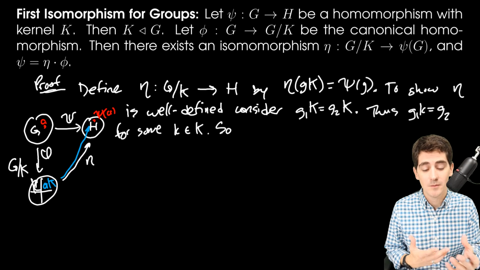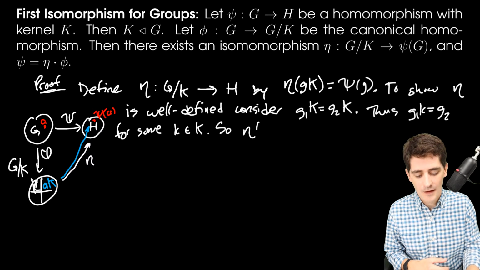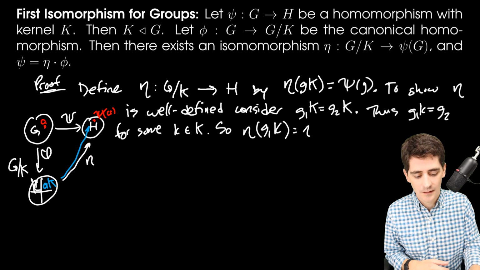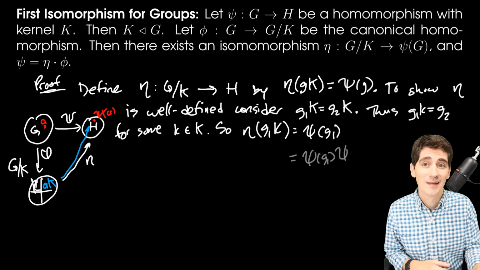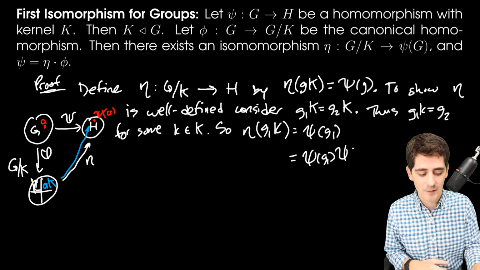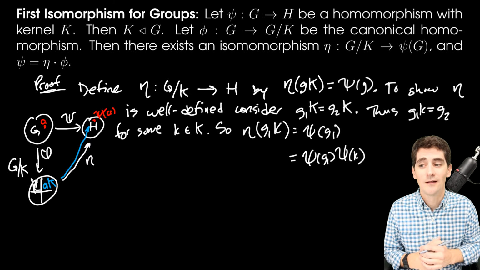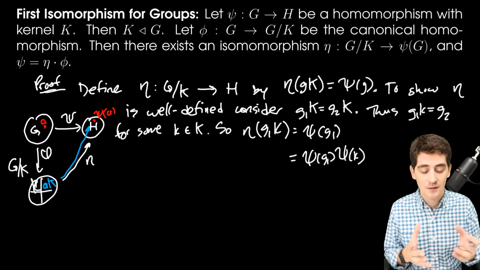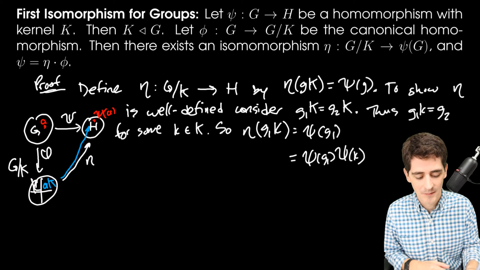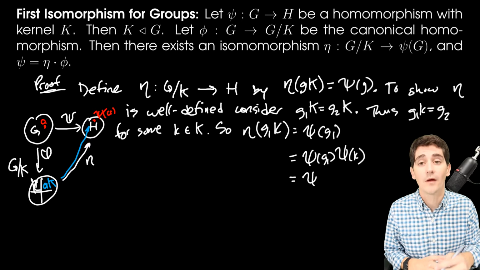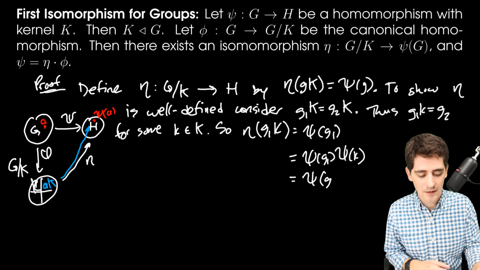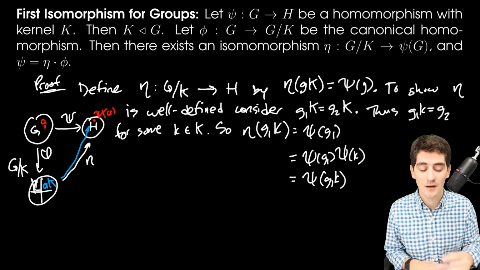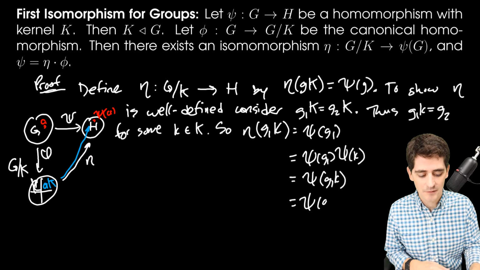So now when I apply my eta to G1K, by definition that's the same as psi of G1. Psi of G1 is the same as psi of G1 times psi of K, because psi of K was in the kernel, so psi of K is the identity. So multiplying the identity of H times something just stays the same, right? Because psi is a homomorphism, I can bring those together, G1K, which means I now have psi of G2.